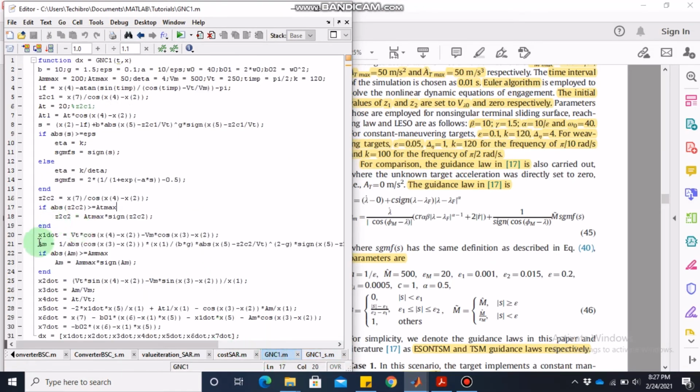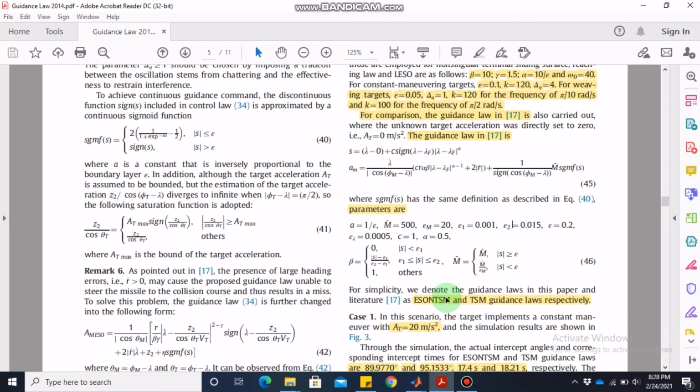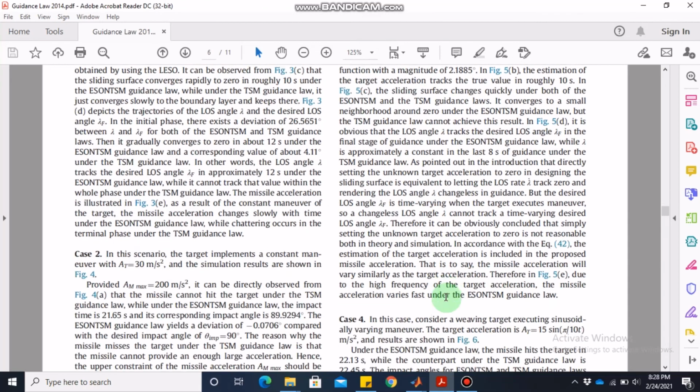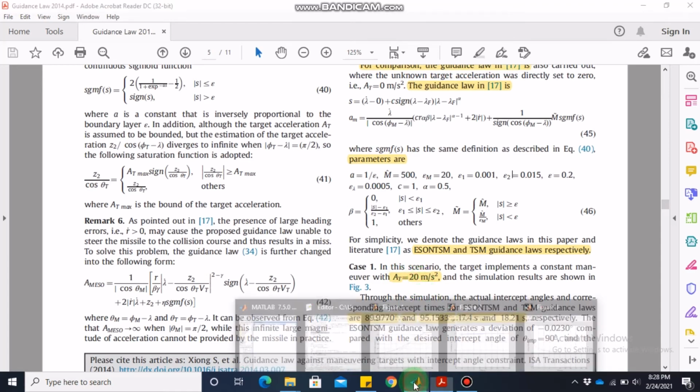So this is the guidance law, you can use any guidance law instead of this one, and this is the sliding surface, you can use any other sliding surface instead of this one. All other dynamics will remain the same. And then you have this case 1 where the target acceleration is 20. So this is what I have implemented in my code.